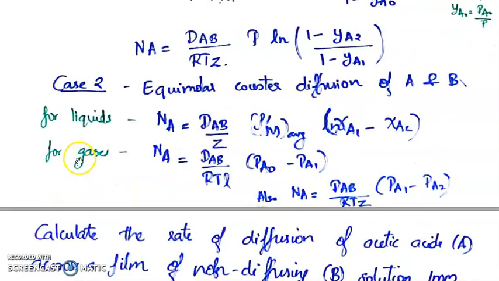Similarly, for gases, we have Na is equal to DAB by RTL into PA0 minus PA1. PA0 is the partial pressure of A at location 0 and PA1 is the partial pressure at location 1, which is separated by a distance L. For similar notation, I have replaced L by Z and locations 0 and 1 by 1 and 2. So we get Na is equal to DAB by RTZ into PA1 minus PA2.